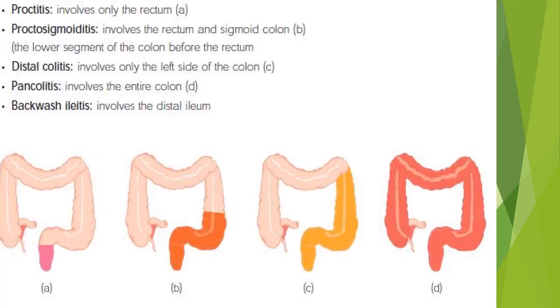And this slide shows which parts of the colon can be affected by ulcerative colitis. In A there is a proctitis, in B there is a proctosigmoiditis, and in C there is a distal colitis, or it can involve, as we said, all the colon, we call it pancolitis, or it can involve the distal ileum, we call it backwash ileitis.